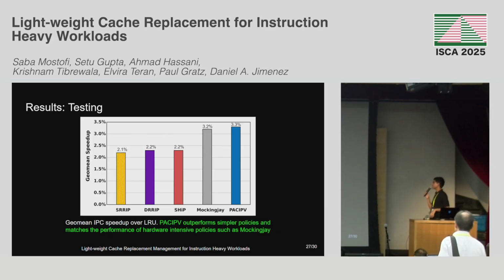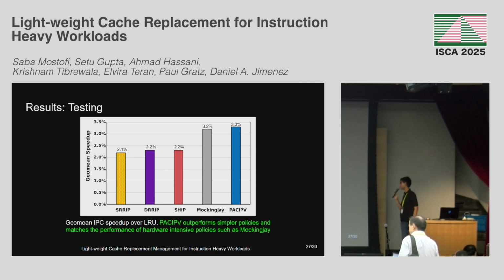On the testing set, we see that we are able to match the performance of Mockingjay, and we are able to outperform SRIP, DRIP, and SHIP. Note that Pack IPVs are really, really simple compared to Mockingjay. And even then, we are able to match the performance of Mockingjay while outperforming SRIP, DRIP, and SHIP.